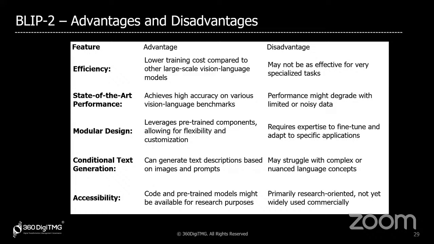Then there is accessibility. Code and pre-trained models might be available for research purposes. But the disadvantage related to accessibility is that it is primarily research-oriented. We can use it primarily for research purposes, and it is not yet widely used for commercial purposes. So that is one of the main things.